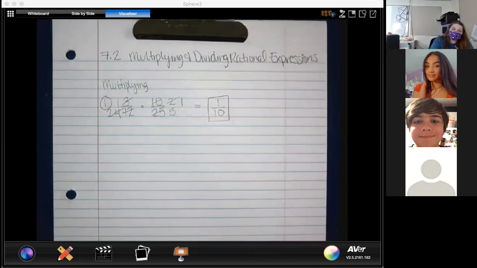And we result with an answer of 1/10. Again, the reason we did this first one like this is to show you that you want to simplify everything as much as possible before multiplying. The whole purpose is that it is a simplified expression. If you're not simplifying all the way down before multiplying, you're going to make it more complicated.